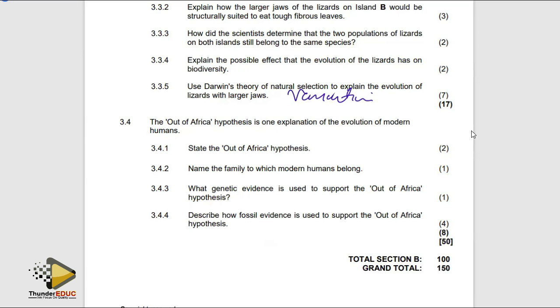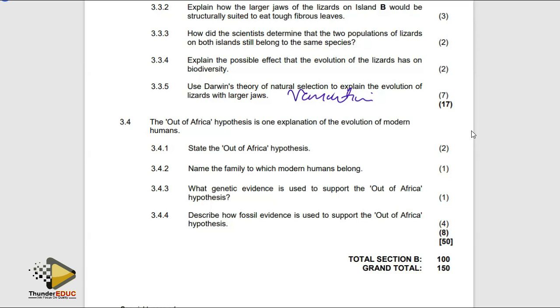Because the jaws are used to bite or to eat this tough food. Therefore, those lizards with big jaws could eat enough tough food. Therefore, they survived and reproduced in large number. Those with the small jaws could not eat enough food. Therefore, they died in large number. And this is called natural selection.